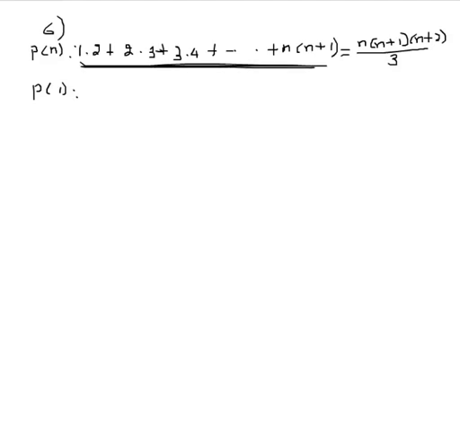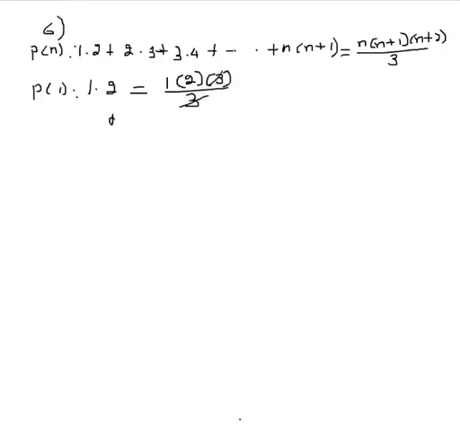This has n terms. P of n statement has n terms, but P of 1 will have only one term, the first term 1 into 2, equal to, substitute n as 1. 1 into 1 plus 1, 1 plus 2 is 3, divided by 3. So we get 2 equals 2. Therefore, the P of 1 statement is true.